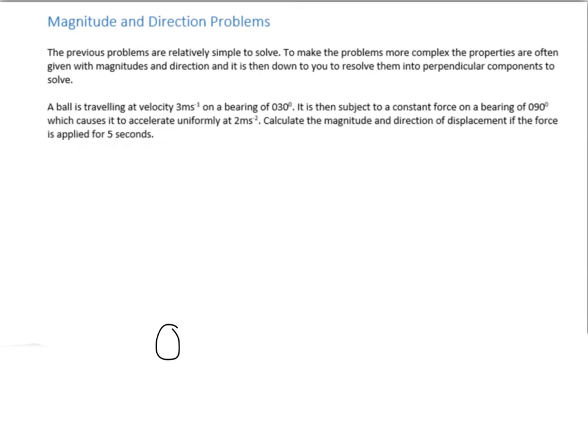Now remember, bearings are given to north. Let's draw our north line, and they're given clockwise of it. So that means we've got the ball going 3 meters per second that way. Now, subject to a force on a bearing of 90 degrees, so that's perpendicular to that north line, causes it to accelerate at 2. So we've got an acceleration, which again we show with a double arrow, like this. And we know that this is 30 degrees.